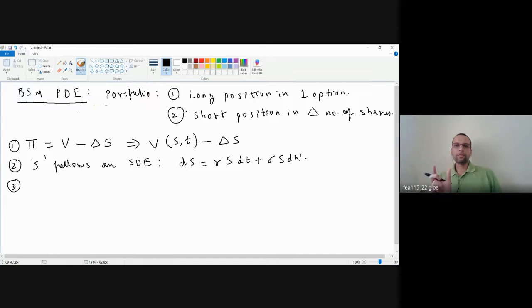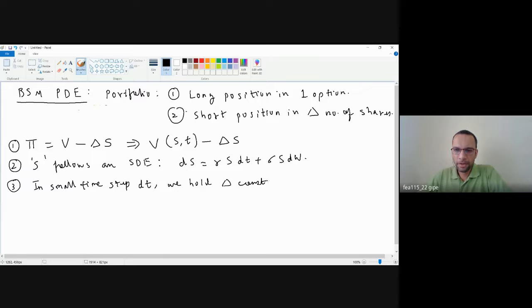Now in our very, very small time step which we are looking at, we are going to hold delta as constant. So in my small time step dt, we hold delta to be constant. We'll talk a bit about the significance of this when we complete the derivation. There's a concept which we call dynamic delta hedging as well. We'll talk about that after we derive our result, something which we'll cover in the latter half of today's class. For now, in this time step, we'll assume that my delta is remaining constant.